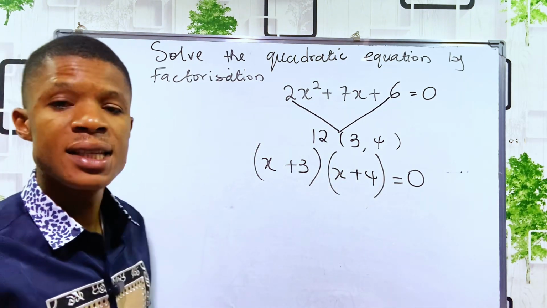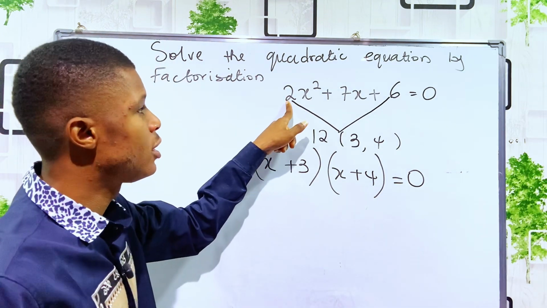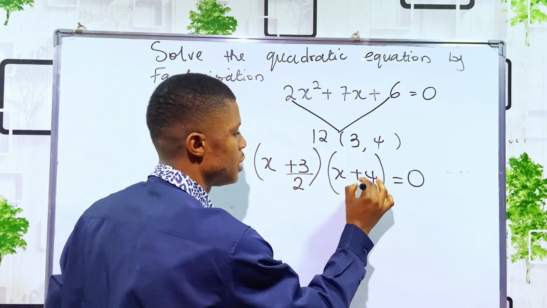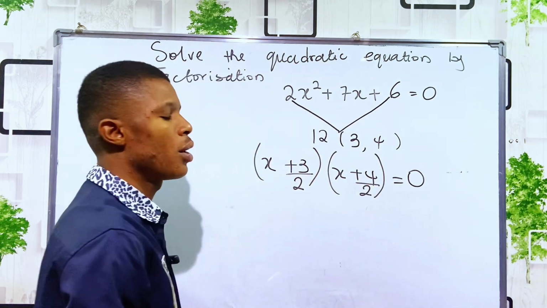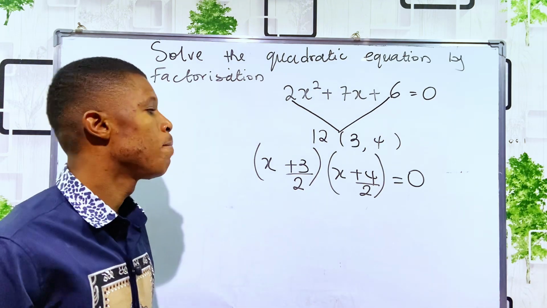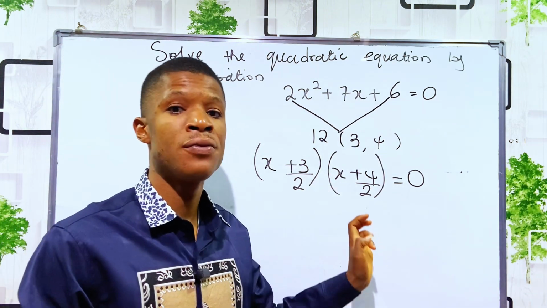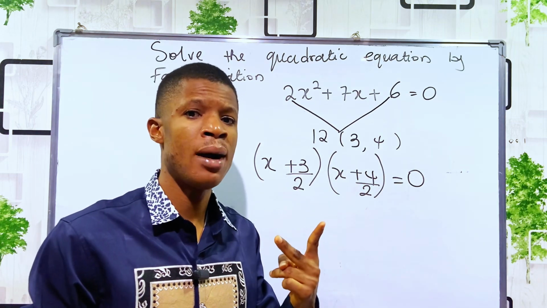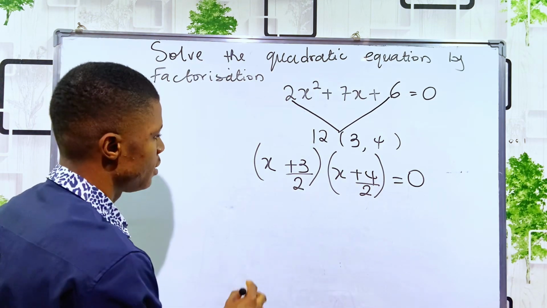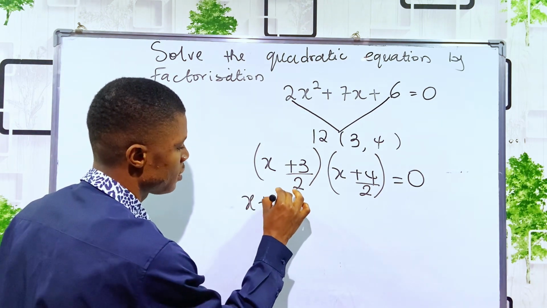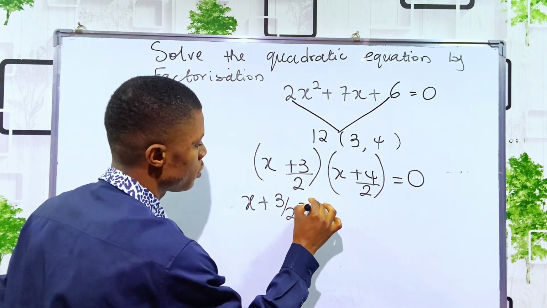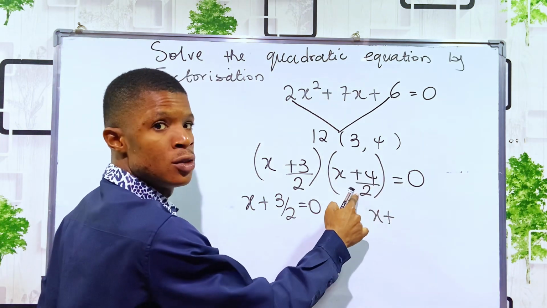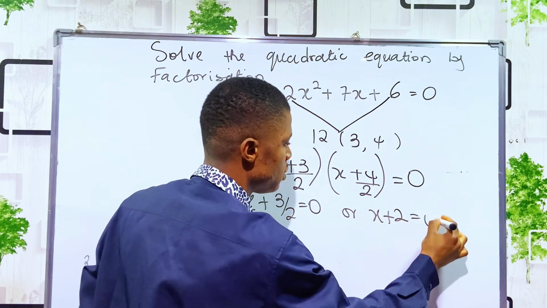The next thing you are going to do is go to the leading coefficient 2. Divide each of the factors by the leading coefficient 2. Then observe that when two brackets multiply each other to get 0, either one of them is 0 or both of them are zeros. In that case, you'll have x plus 3 over 2 is equal to 0, or x plus, when you divide 4 by 2, you have 2, is equal to 0.